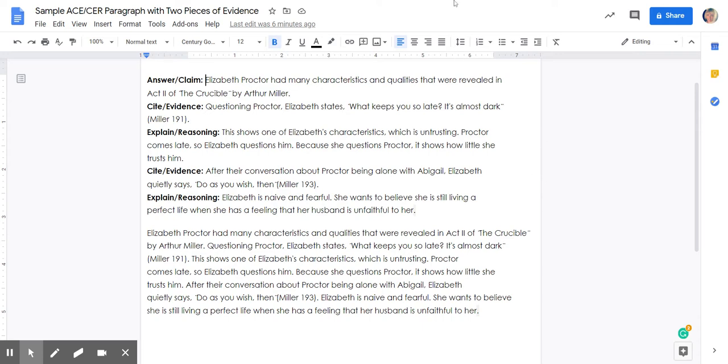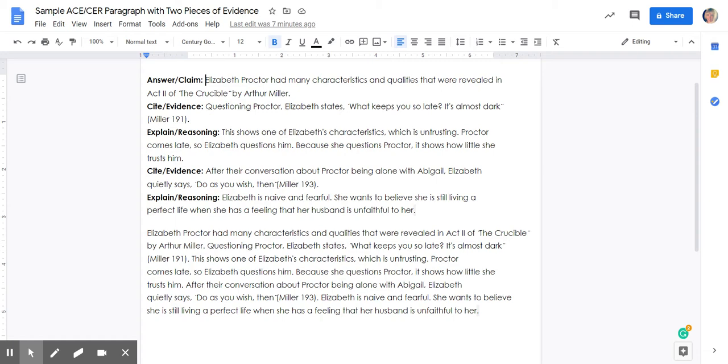So before we read the paragraph, let's go back and review the prompt. So the prompt asks, explain Elizabeth Proctor's qualities and characteristics that are revealed in Act 2, pages 191 to 194. So we know that our answer or our claim must have the important words from the prompt included. So let's go and read the student sample.